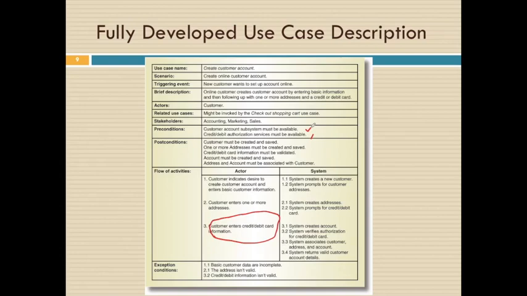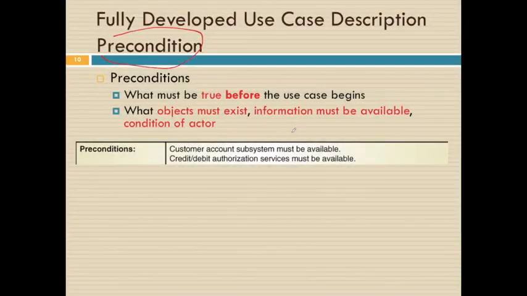The other example is if we want to update the customer information or customer account. What is the precondition? The customer account must exist. Why? Because we cannot update a non-existing customer account. So the customer account must exist, then we can update the customer account. So that is precondition.